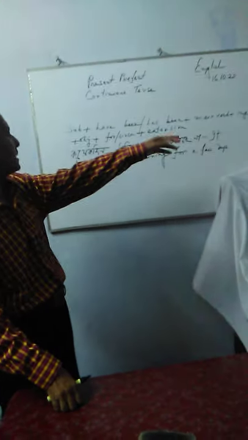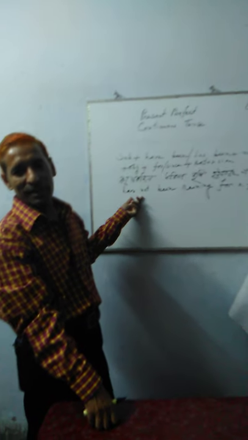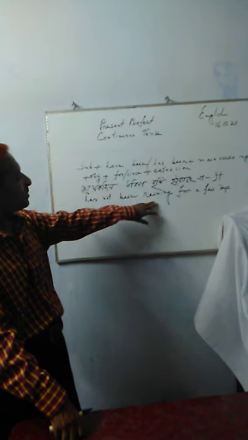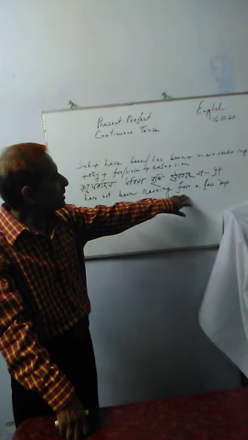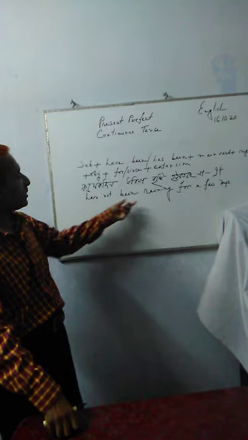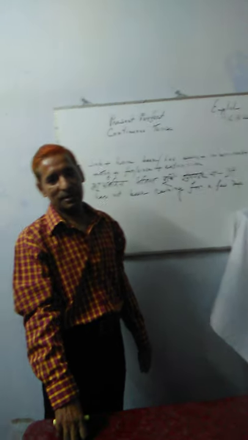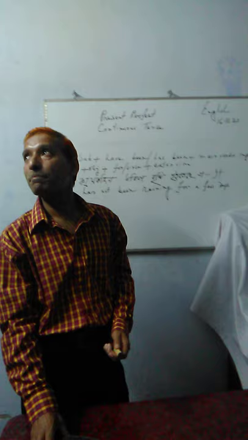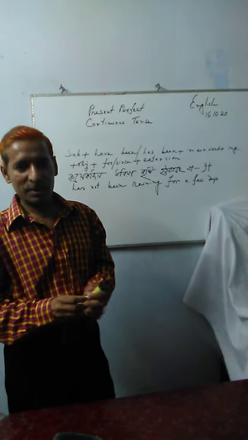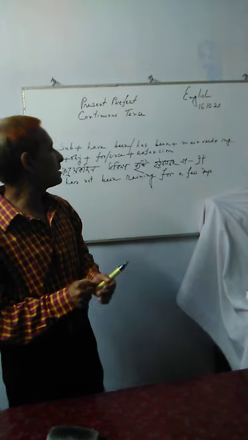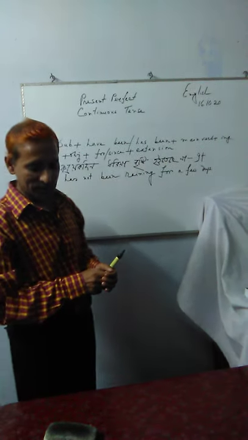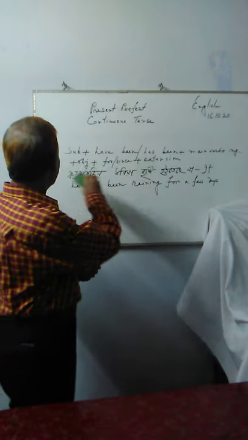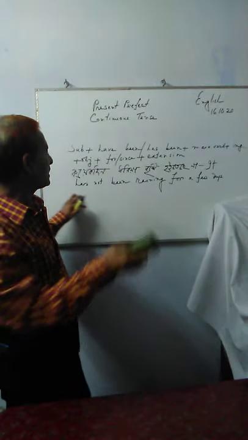I repeat, subject it, auxiliary verb has not been, main verb with ing, raining. For dhuriya we use for plus extension time, a few days, that is, it has not been raining for a few days. Negative sentence. Write down the sentence. Now, we can write an interrogative sentence. I think you have written the sentence.